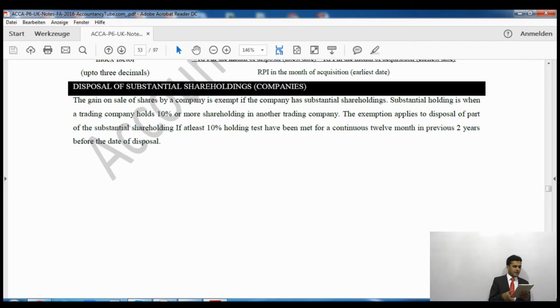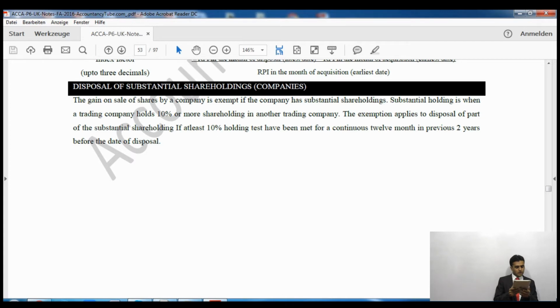Next thing is SSE, excuse me, the substantial shareholding exemption. What happens is that when one trading company owns 10% or more shares in another trading company, and when they sell the shares, that gain will be exempt. Why will it be exempt? Because it is the substantial shareholding exemption. So when one trading company holds a substantial shareholding in another trading company, the gain on that is going to be exempt. Now what does substantial shareholding mean? Substantial shareholding simply means more than 10% or 10%.